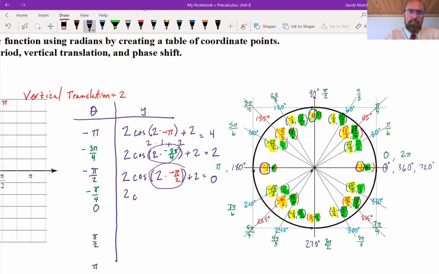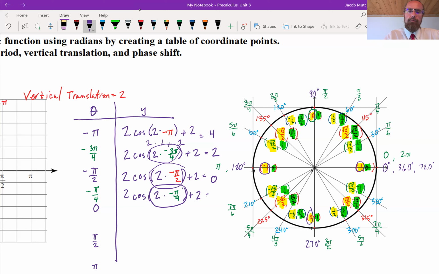Okay, so let's plug in now 2 cosine 2 times negative pi over 4, close parentheses, plus 2. So again, I want to look at the angle. 2 times negative pi over 4 is negative pi over 2. So we're going to go in the negative direction. And that's going to give us down here at 3 pi over 2. So the value there again is 0. 2 times 0 is 0 plus 2 is 2.